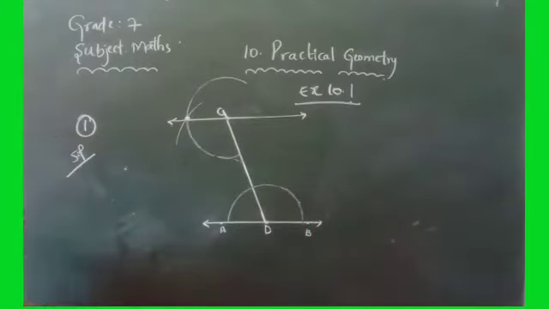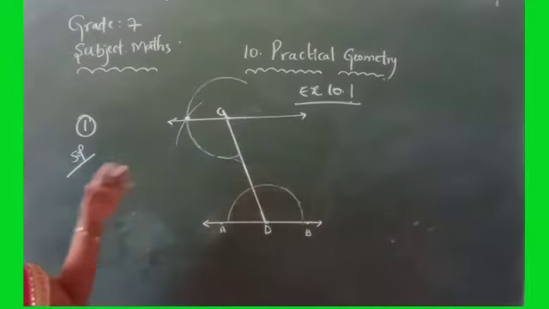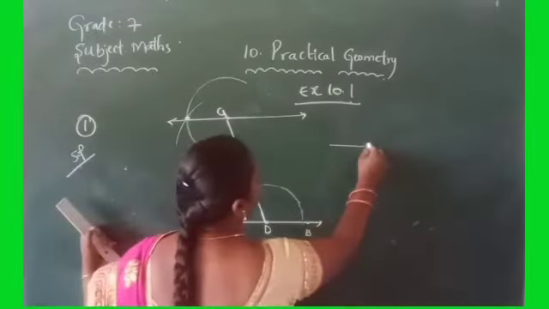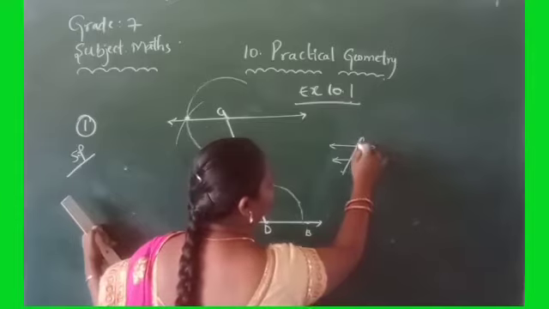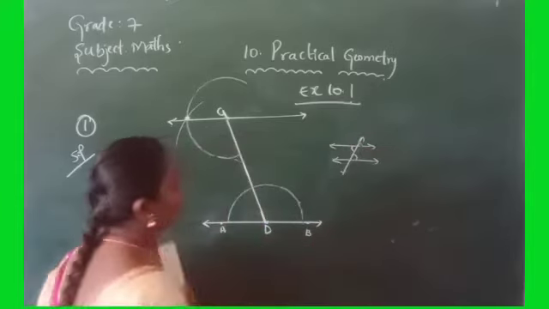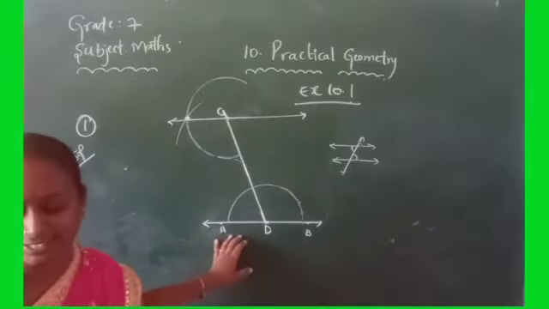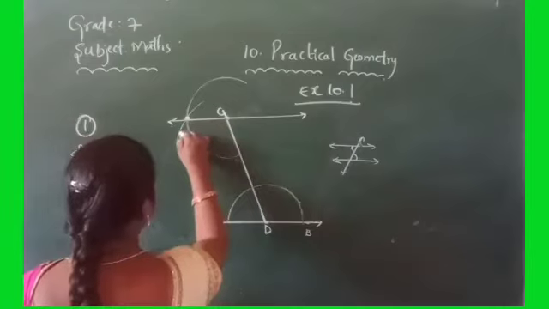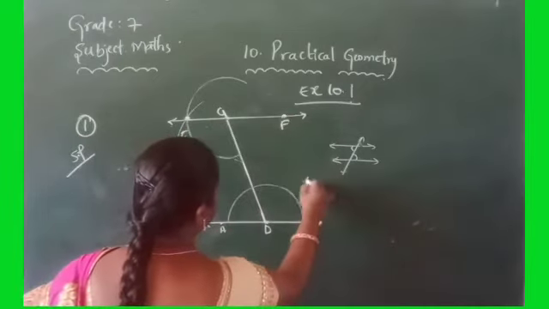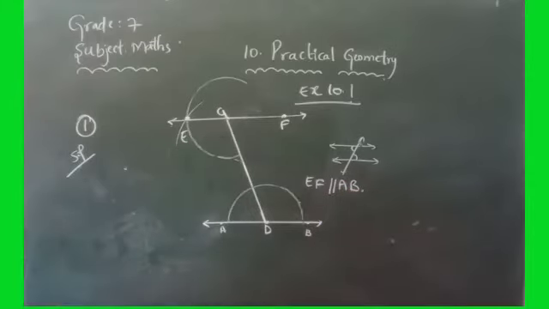Now observe. If two lines are going parallel and one line cuts them, what is that? Exactly, it is a transversal. If one transversal cuts two parallel lines, then alternate angles are equal. Now tell me, is this line parallel to AB or not? Yes. Give the names of those points, E and F. So you can say that EF is parallel to AB.